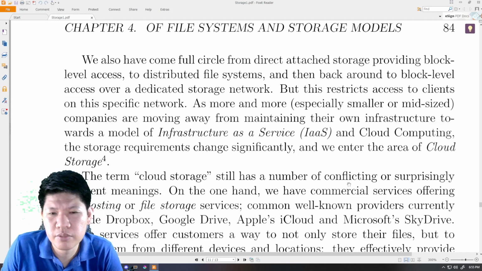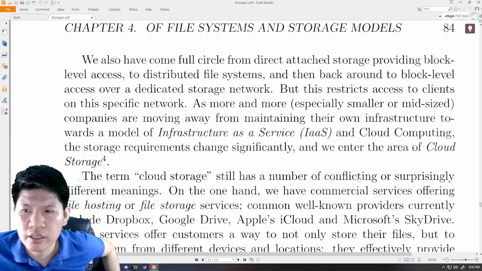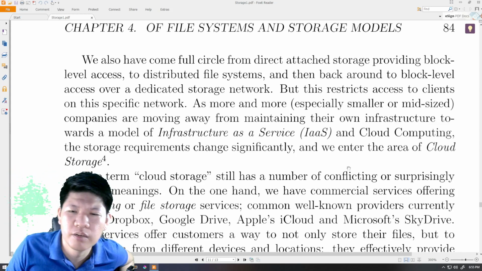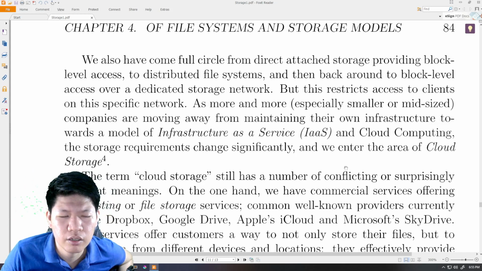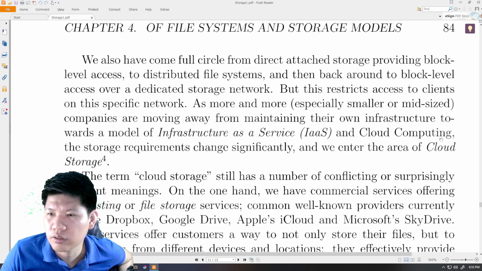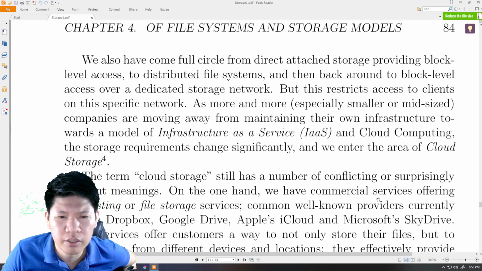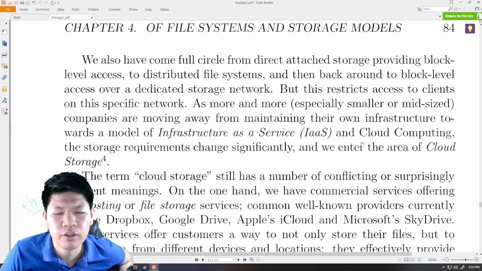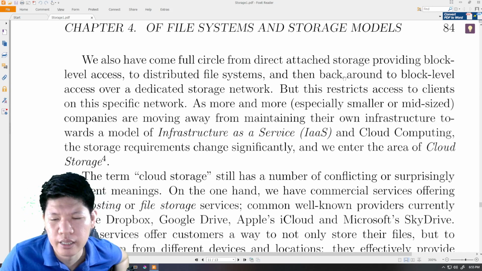For the file system storage, we also have come full circle with direct attached storage providing block level access to the distributed file system, and back around to block level access over the dedicated storage network, but this is restricted access for the client to the specific network, as more especially small and mid-sized companies are moving away from maintaining their own infrastructure to a model of infrastructure as a service, or IaaS.